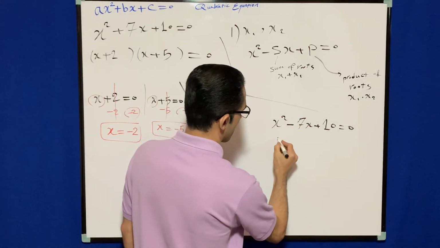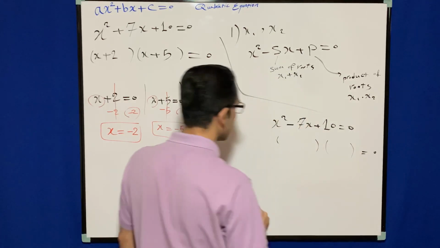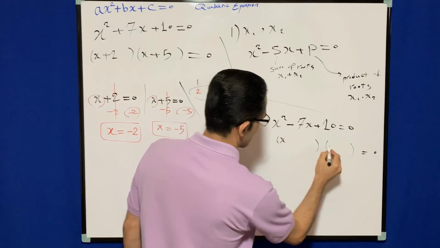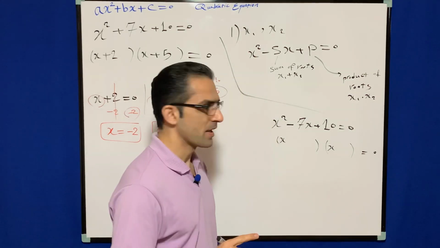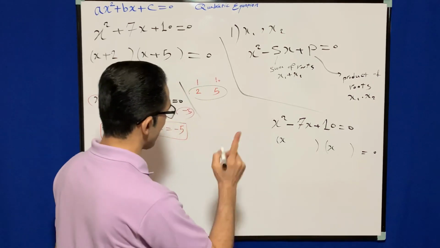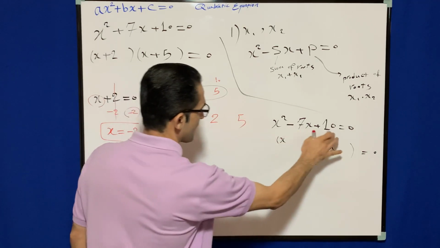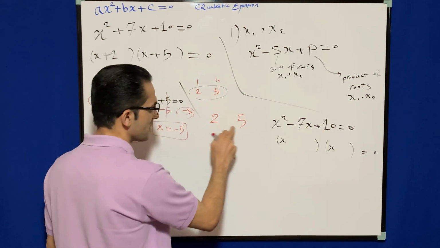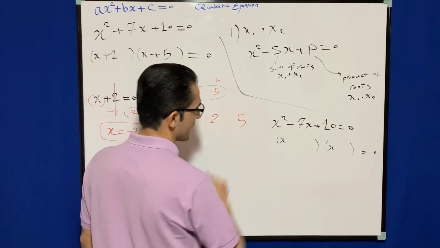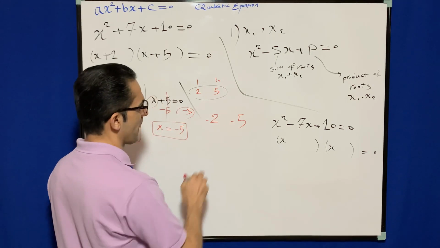So I write two parentheses and leave them open. To get x squared, I need an x and x. Keep in mind that we must use the correct sign in the middle. So factors of 10. 2 times 5 equals 10. 2 plus 5 equals 7. But we have negative 7. It is negative 2, negative 5.